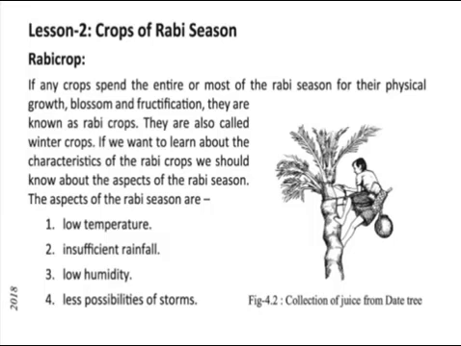are known as Rabi crops. They are also called winter crops because they are sown in the winter and harvested in the time of winter. So they are also called winter crops.